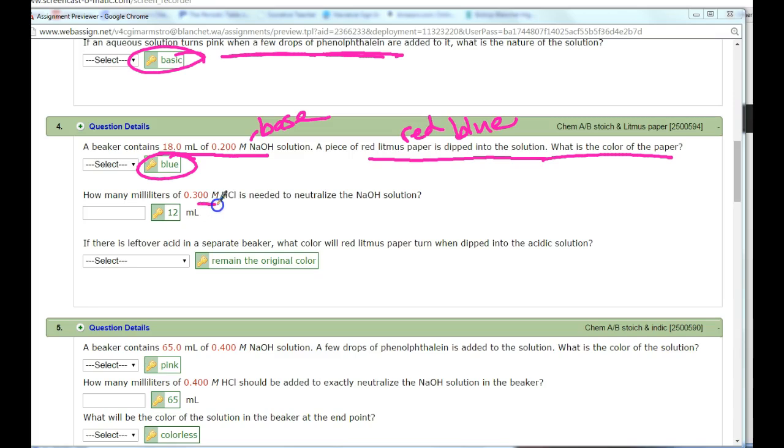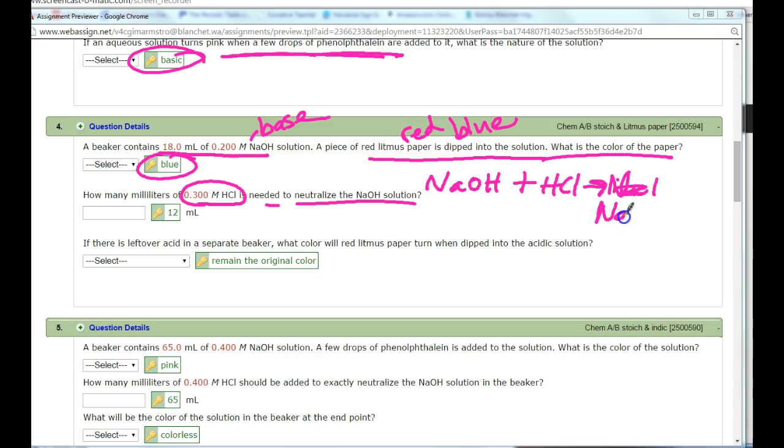Next question. How many milliliters of 0.3 molar HCl is needed to neutralize the sodium hydroxide solution? We have to write out the equation. So sodium hydroxide plus HCl makes NaCl plus water. So an acid plus base is salt plus water. It's always true. The salt's not always table salt if you don't have a sodium type compound, but an acid plus a base is a salt plus water.